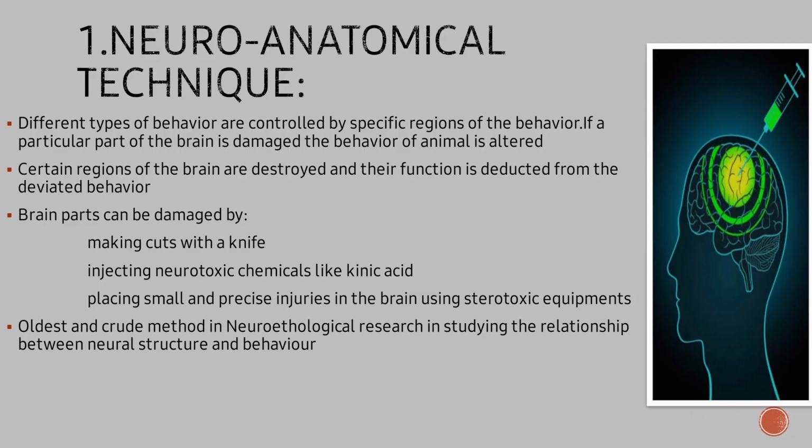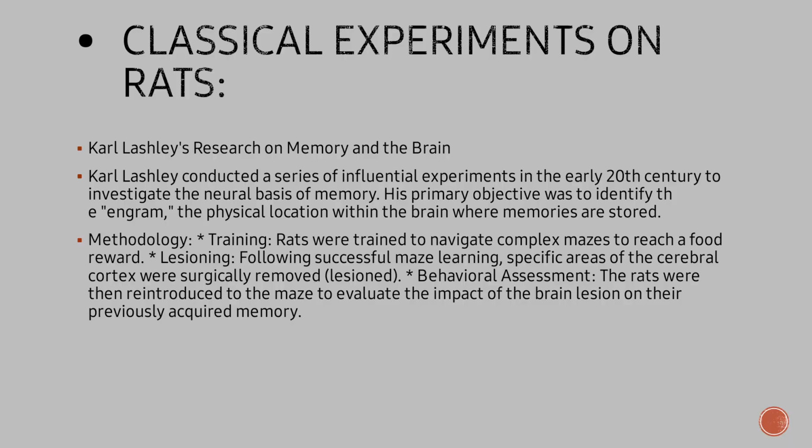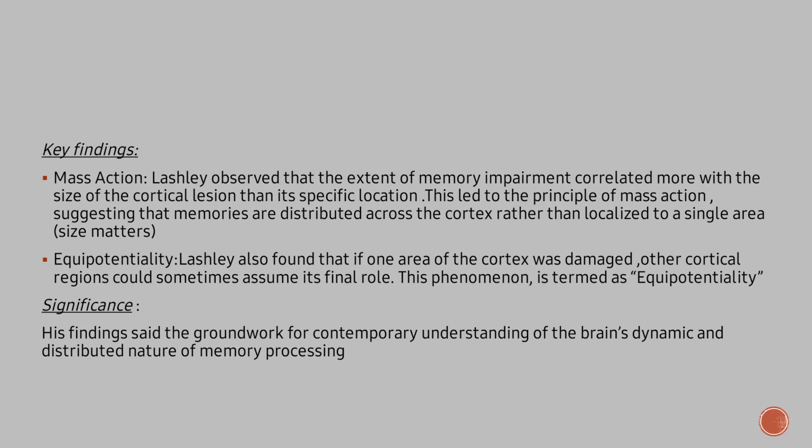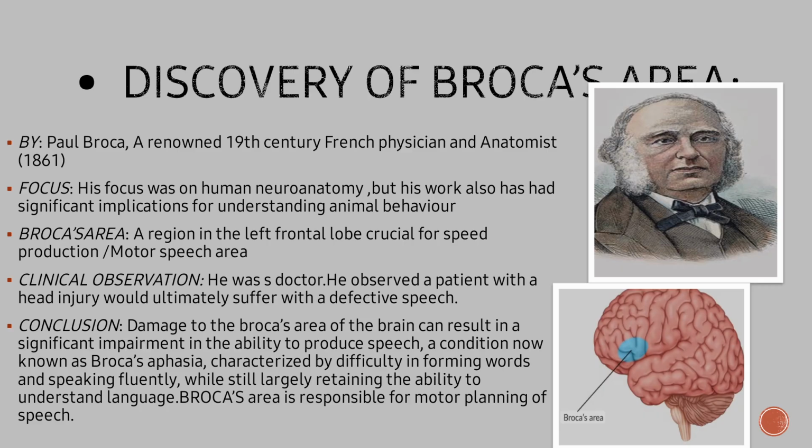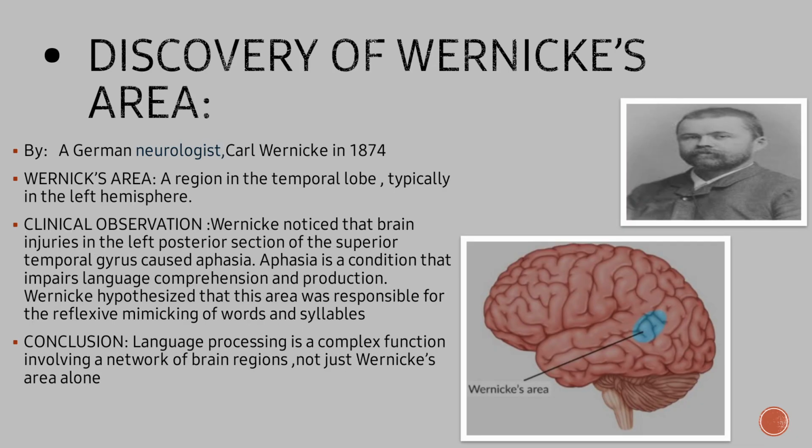This is achieved by making cuts with a knife, injecting neurotoxic chemicals like cyanic acid, or placing small and precise injuries in the brain using stereotaxic equipment. This is the oldest and crudest method in neurological research for studying the relationship between neural structure and behavior. This generally includes 3 main headings, which are classical experiments on rats, the discovery of Broca's area and the discovery of Wernicke's area.